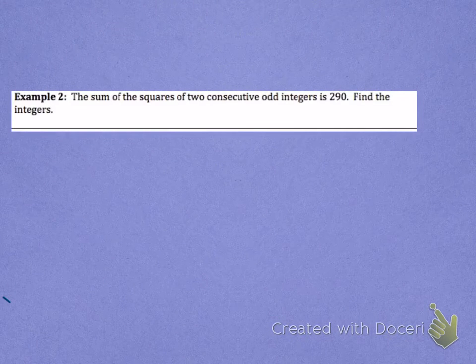So in example 2, we have the sum of the squares of two consecutive odd integers is 290, and we're supposed to find the integers. So this kind of goes back to that setup of consecutive integers, evens and odds. And so we want to establish that setup. So x is going to be our first consecutive odd.